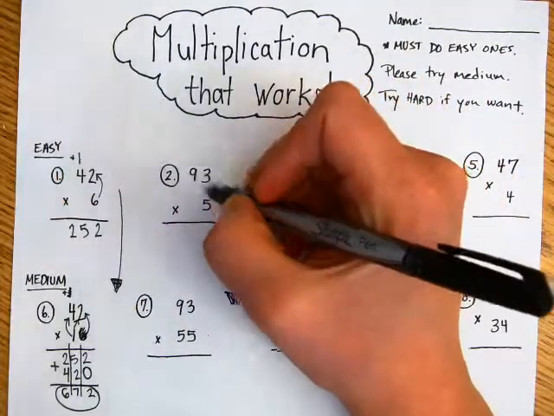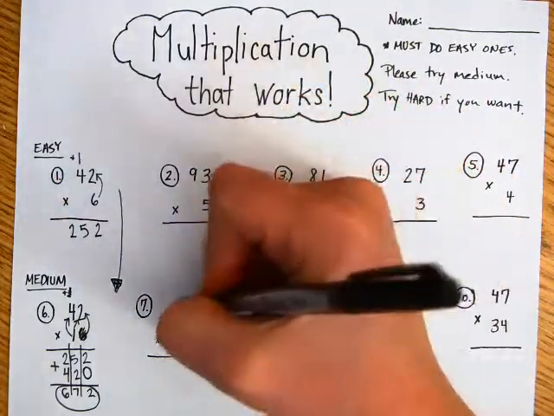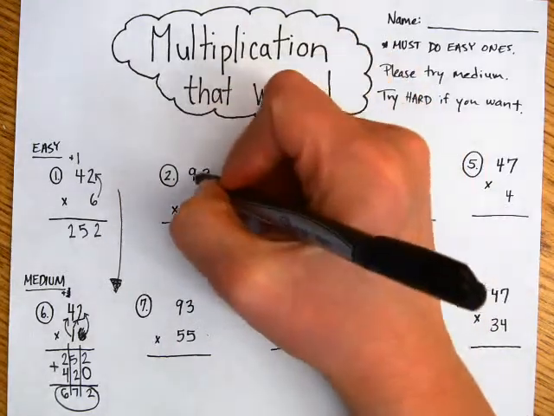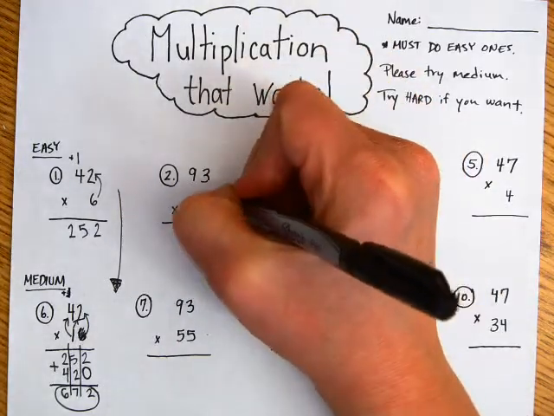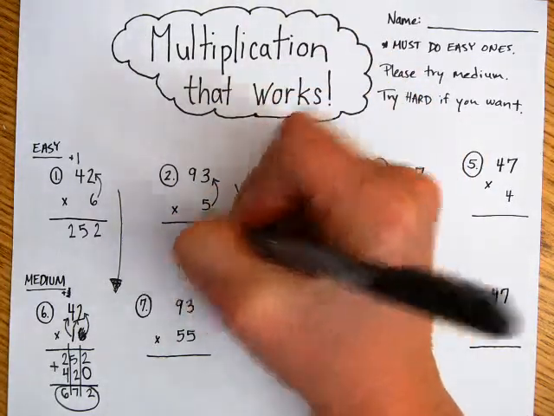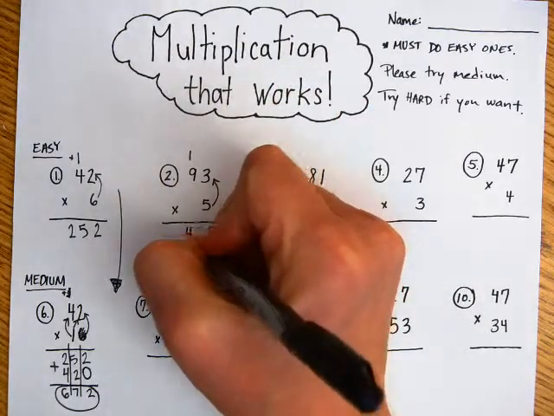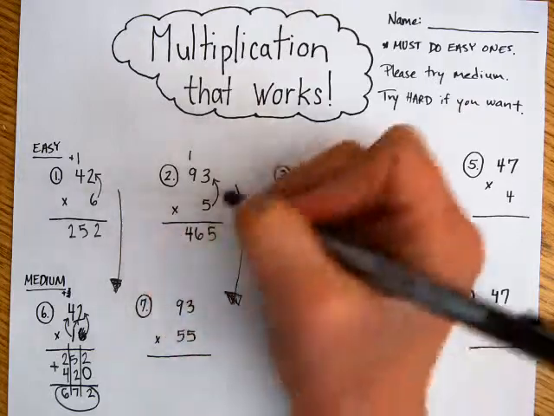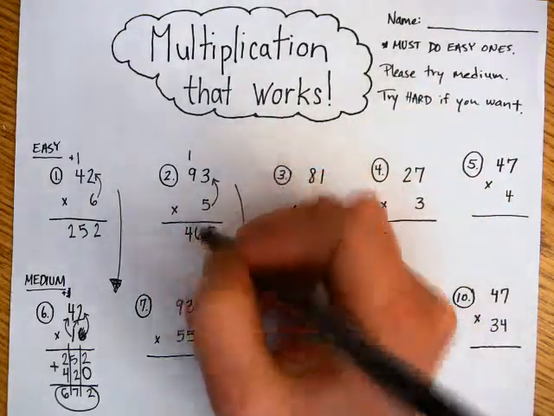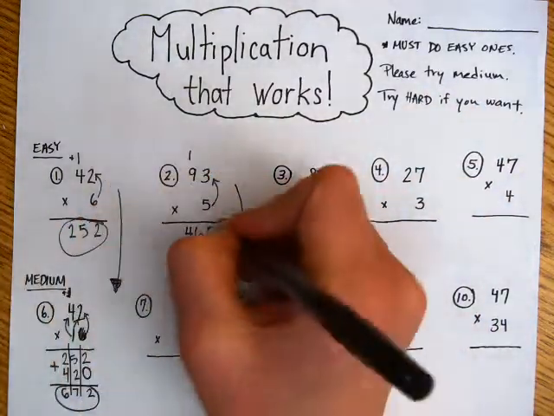Okay, so let's try this one. 93 times 5, and then we'll do 93 times 55. 93 times 5. 5 times 3 is 15. Put down the 5, carry the 1. 5 times 9 is 45, plus 1 is 46. So the answer is 465. And we'll circle those so we can see.